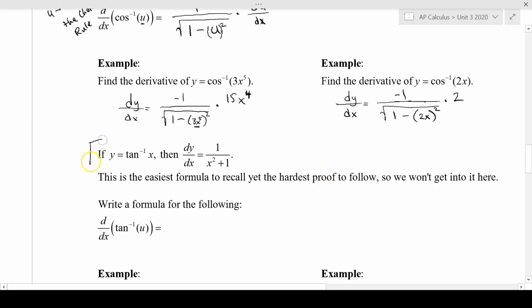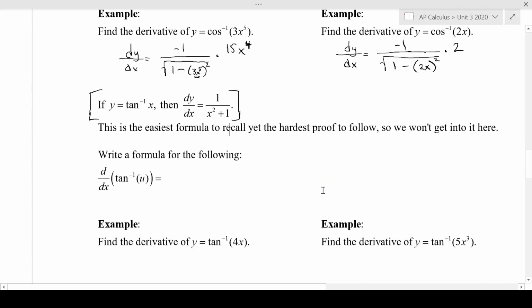What we see now in the next statement is that I'm just going to give you the formula for tangent inverse. Now, it's the easiest formula to remember. It might be the hardest proof to follow, so we're not going to really get into that proof.